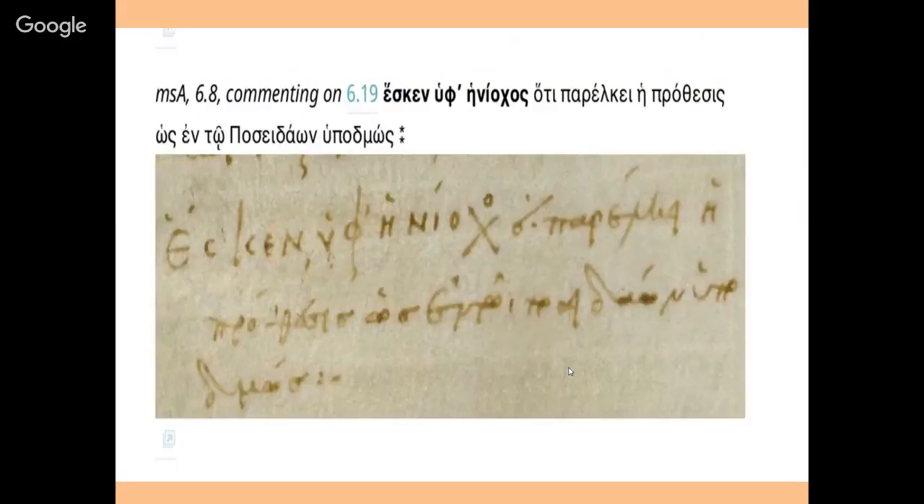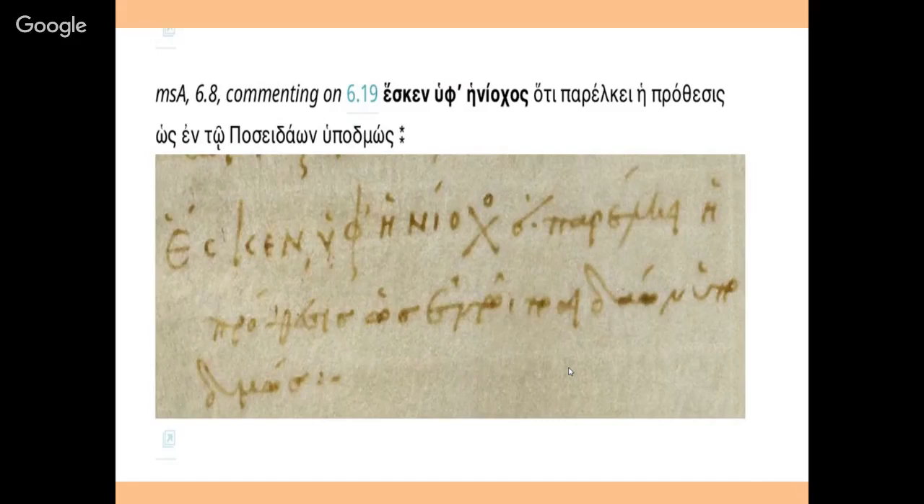But as you see here, the scholia starts with the conjunction ὅτι, which means because. I read the scholia from the manuscript. ἔσχε ἡνίοχος, ὅτι περίεστι ἡ πρόθεσις, ὡς ἐν τῷ Ποσειδᾶν ἵππος. As you see here, the scholia starts with the conjunction ὅτι, which means because. ὅτι περίεστιν ἡ πρόθεσις, because the preposition is redundant.